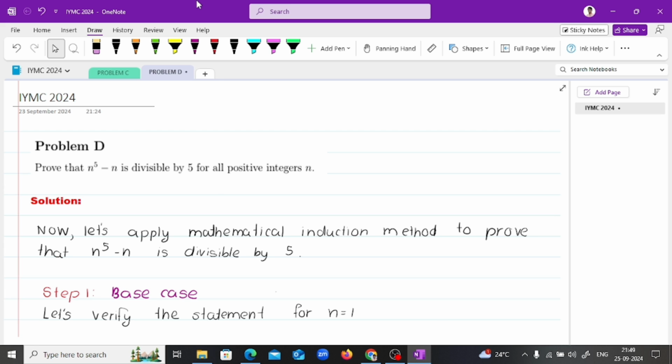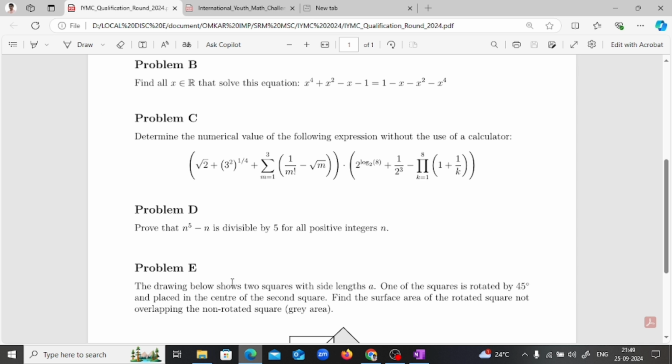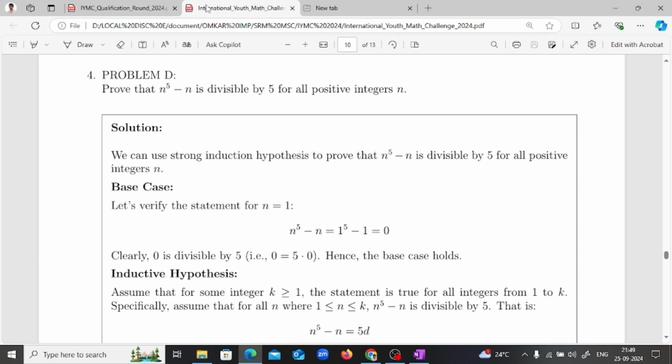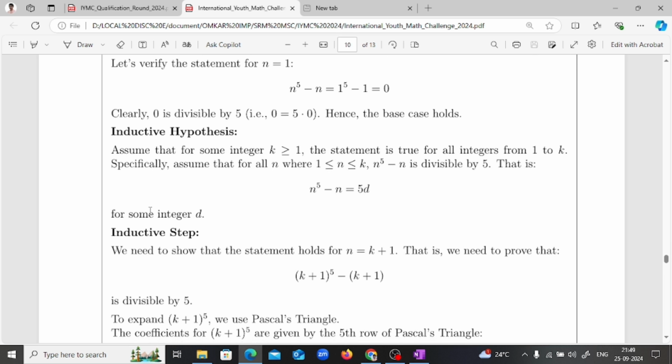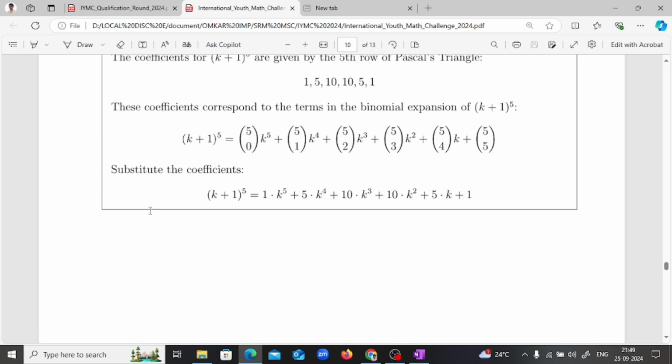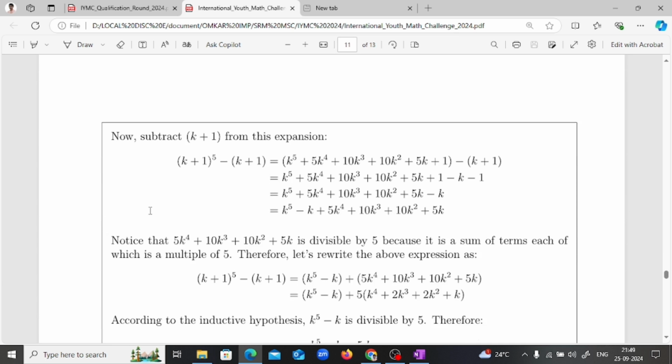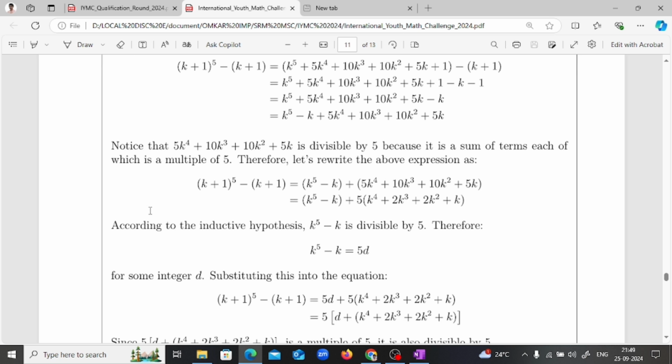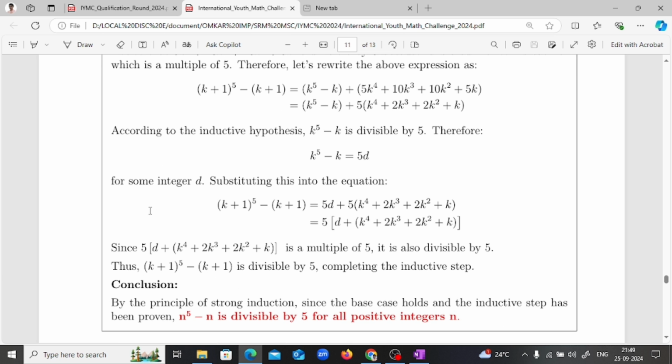So now before we stop, just take a look at the solution once again so that you can take a screenshot. Just a minute. Okay, so you can take a screenshot also. So problem D solution is like this.